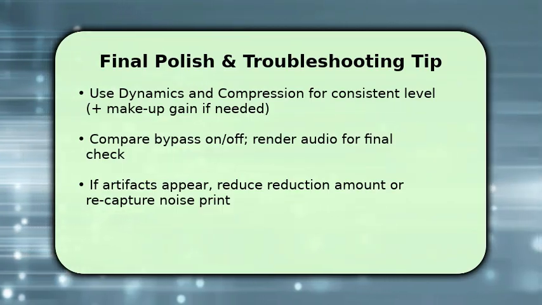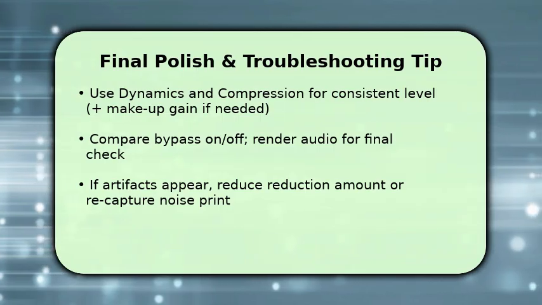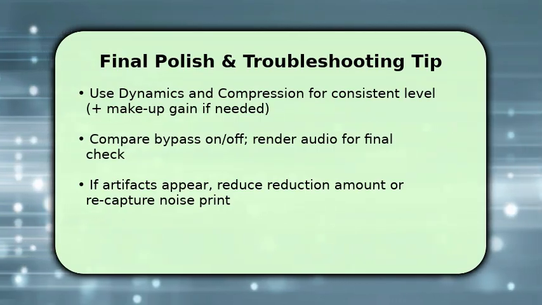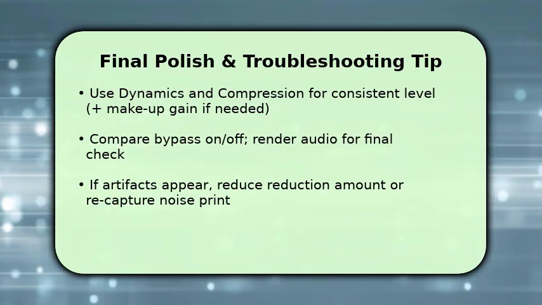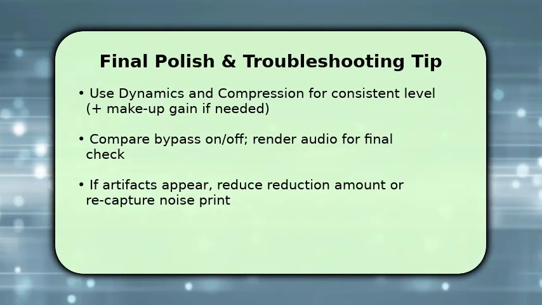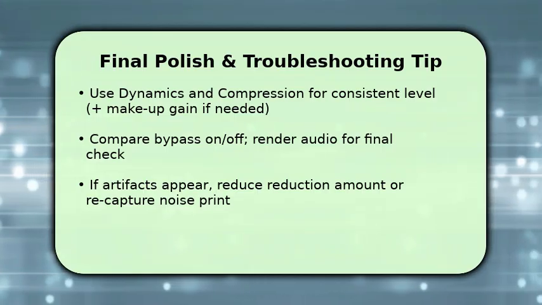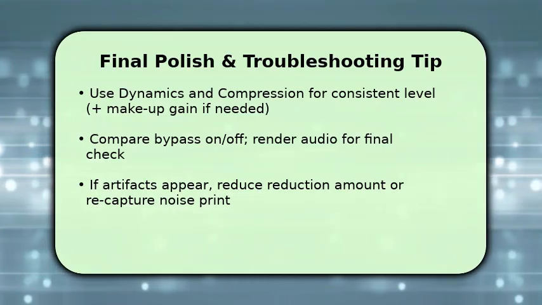If you hear warbling or metallic artifacts, reduce the noise reduction amount or recapture a cleaner noise print from a closer, quieter sample. That fixes most issues. If problems persist, slightly back off EQ notches or use spectral repair sparingly.